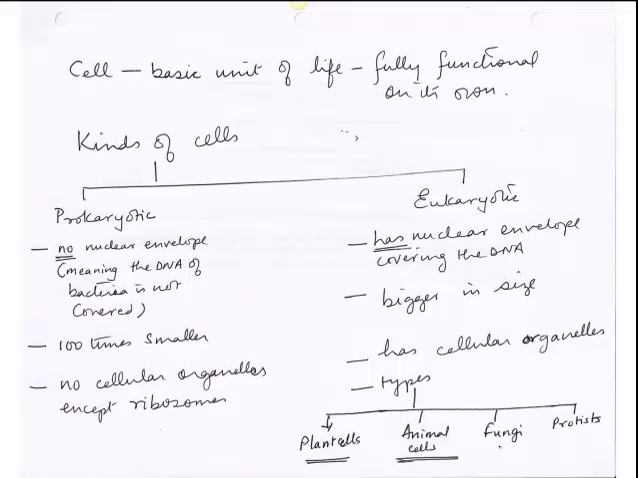Prokaryotic is approximately 100 times smaller than the eukaryote. Eukaryotic, on the other hand, is bigger in size. There are no cellular organelles present except ribosomes in prokaryotes. There are cellular organelles present in eukaryotes, and the types of eukaryotes are plant cells, animal cells, fungi, and protists. For our requirement, we would be talking briefly about plant cells, animal cells, and bacterial cells a little bit.